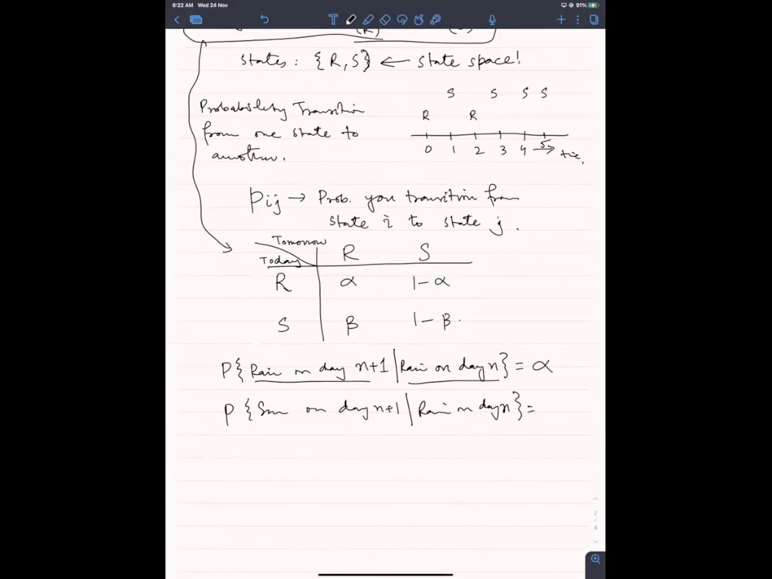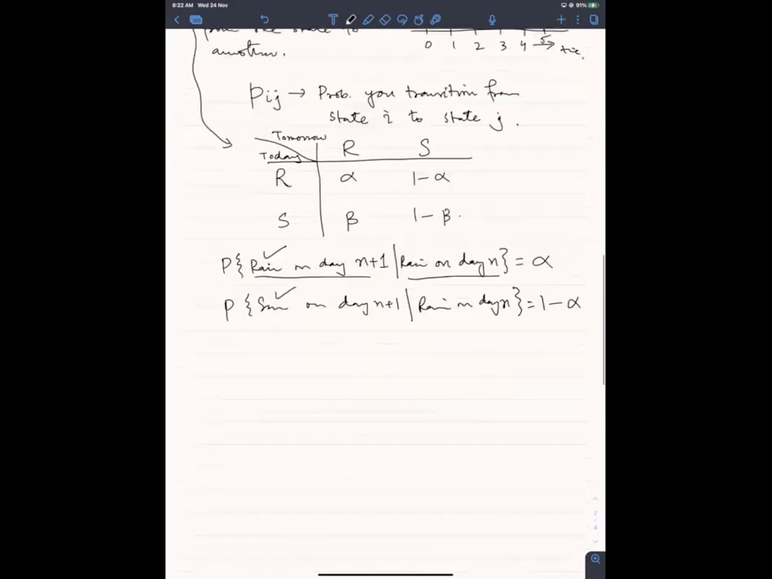So again, rain on day n, if this is given to you, there are only two possibilities you can have on the next day. Either rain can happen or sun can happen. If the probability of the rain is alpha, then this must be 1 minus alpha. Why? Because you have only two possibilities. I have told you that today it has rained. Now tell me what will happen tomorrow. Tomorrow there will be either rain or sun. If the probability of the rain tomorrow is alpha, then the probability of sun tomorrow is 1 minus alpha.